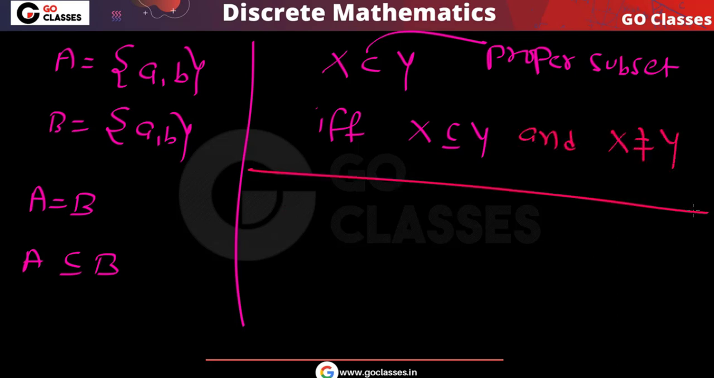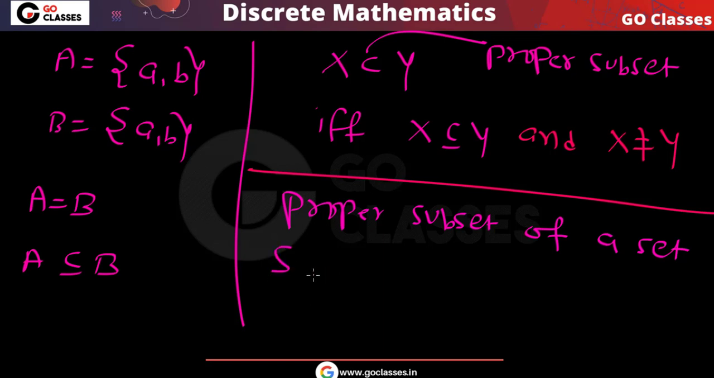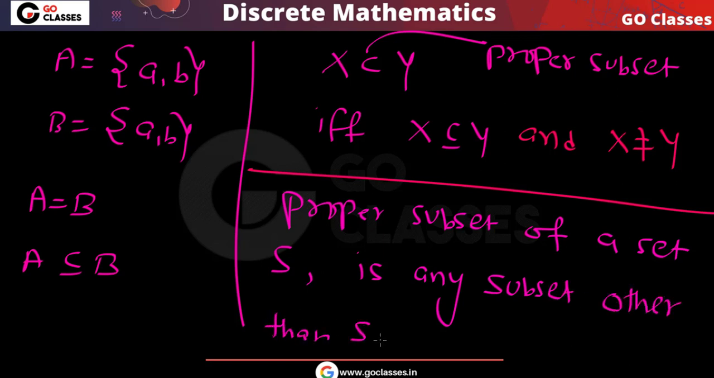So a proper subset of any set S is any subset other than S. This is the idea. A proper subset of a set S is any subset other than S. So this is the idea of a proper subset. You can clearly see A is a subset of B here.